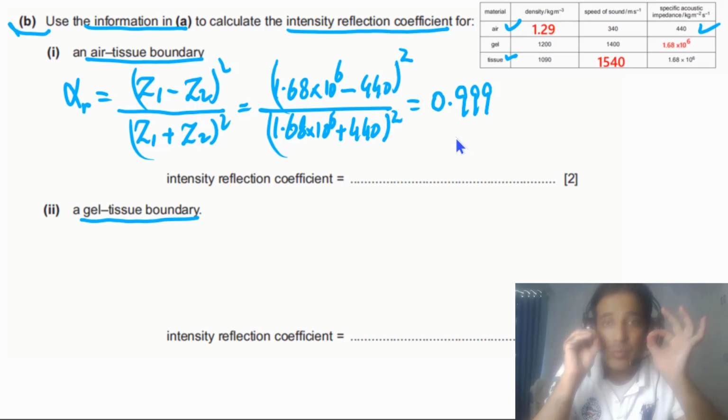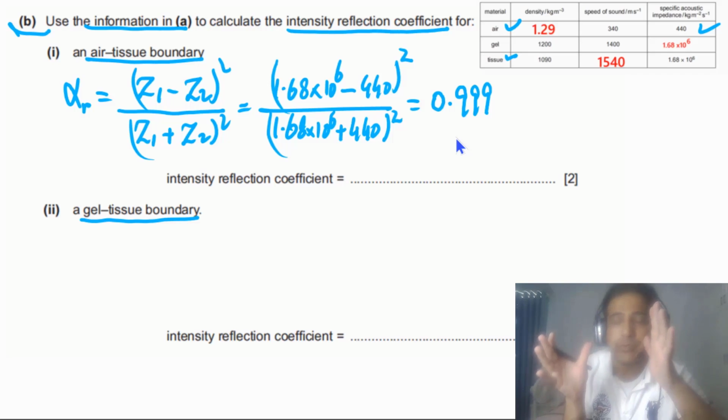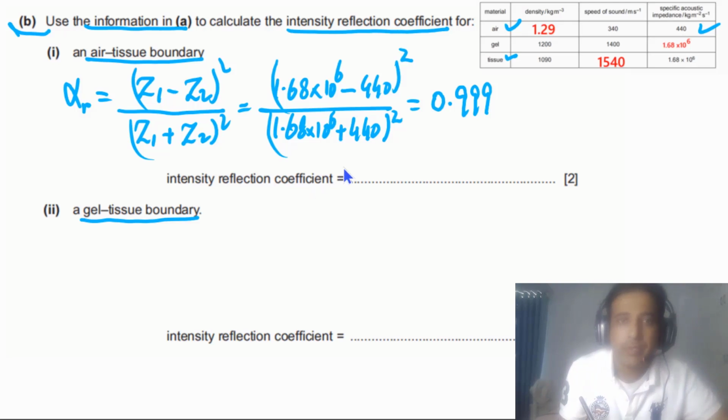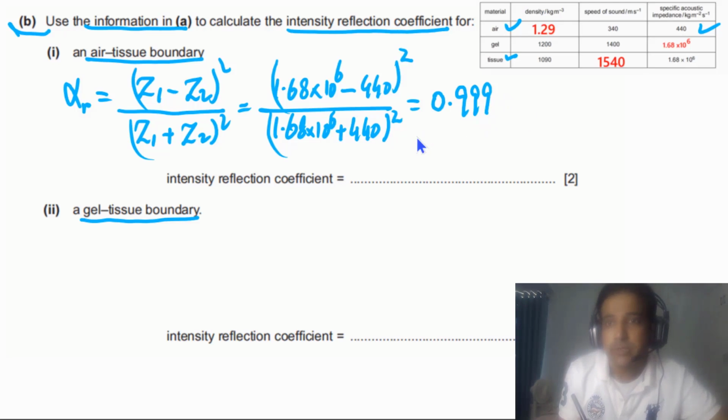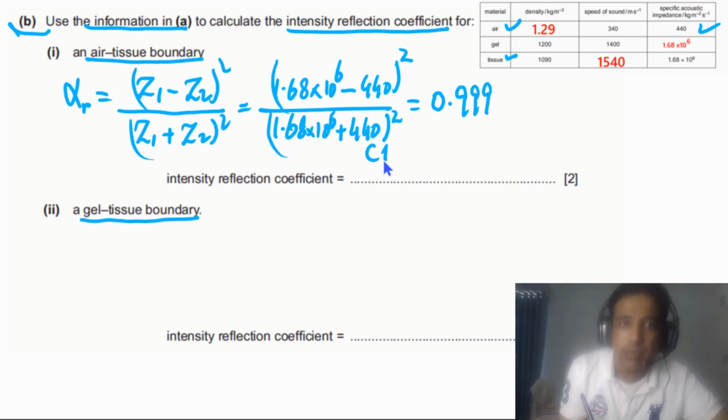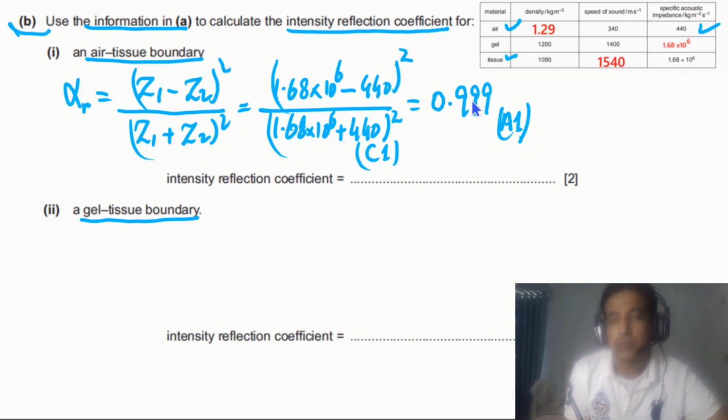It means that most of the ultrasound will be reflected back, so it will return back into the air. So this is the meaning of 0.99. And this question has 2 marks. The first mark you will get if you have entered these values, and the final one is the answer mark. If you got the right answer, you will get this mark. Means 1 mark is for writing the formula, 1 for calculations.